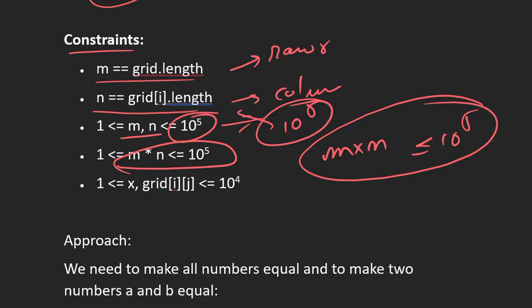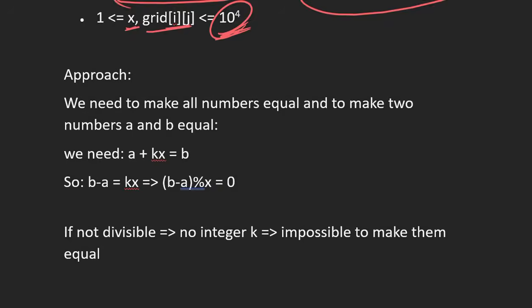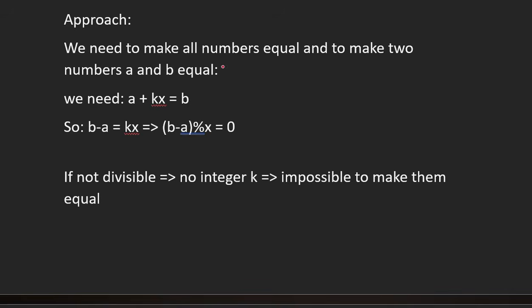So at max the total number of elements should be equal to 10 ki power 5, and x can be up to 10 ki power 4, and each element in the grid can also be up to 10 ki power 4, right? So these are the constraints. So let's move to the approach part.